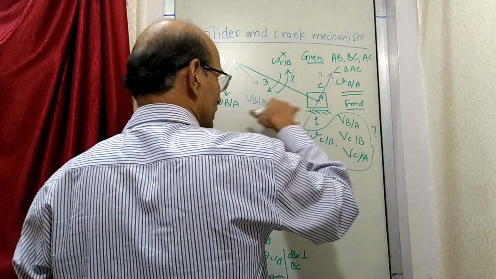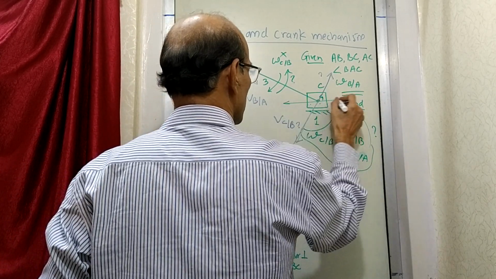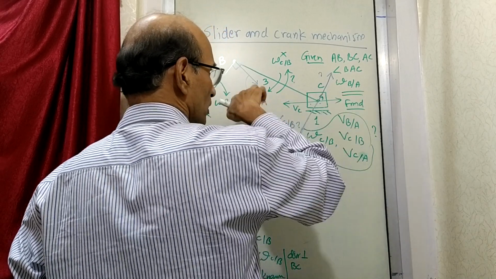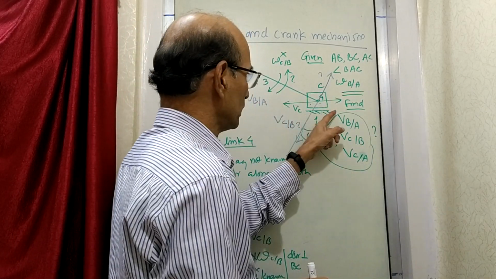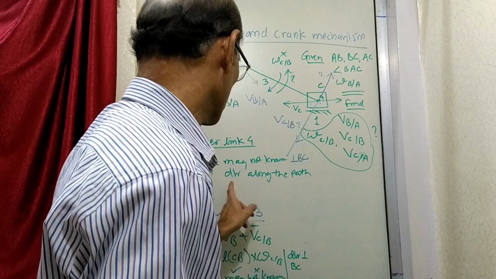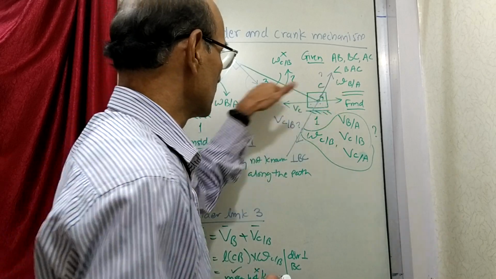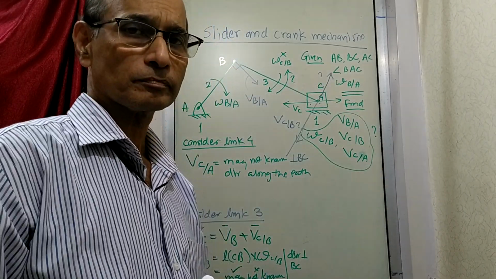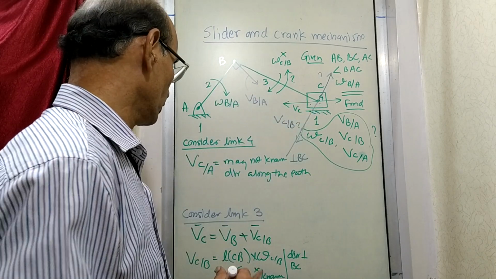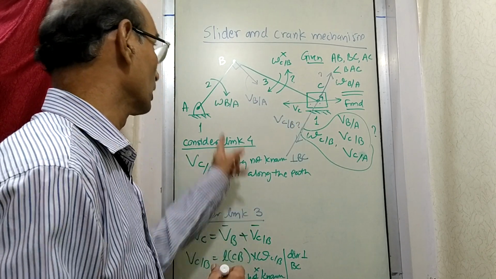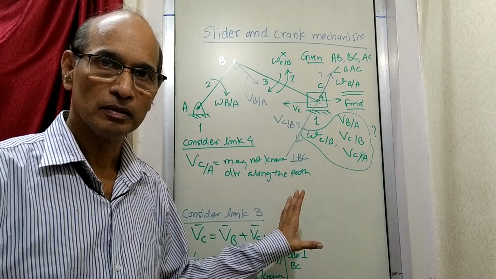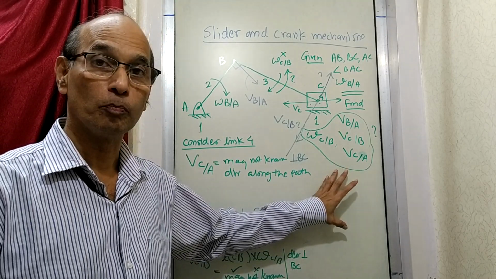Path means its path is like this. So the velocity of C will be either here or there, parallel to whatever path is shown. According to this path, it is horizontal. So we know the direction along the path. So we have gone through all the links: link 1, then link 2, then link 3, and now link 4. Nothing more can be done beyond this point unless you go to the polygon.